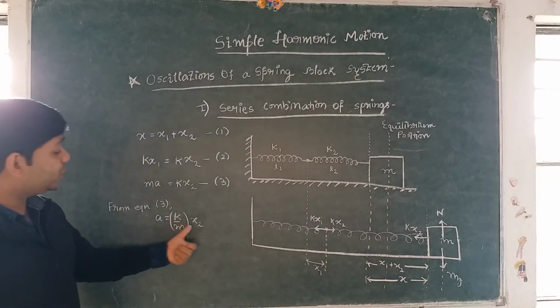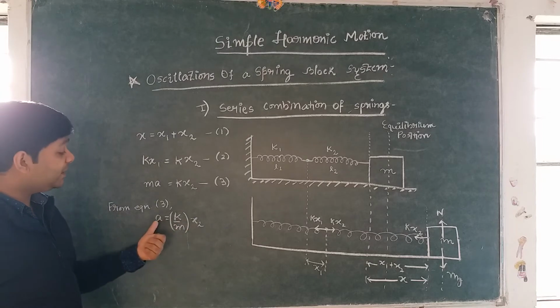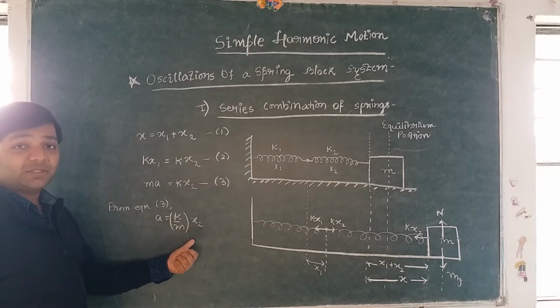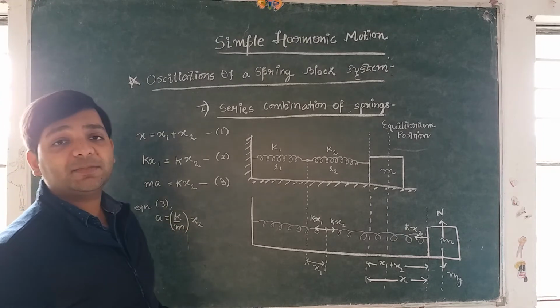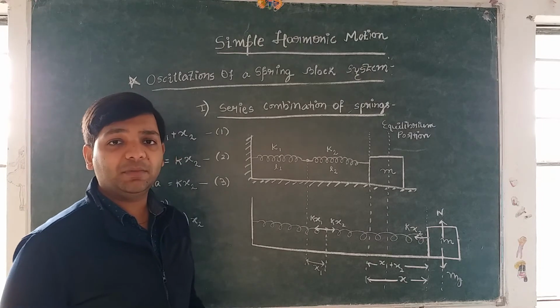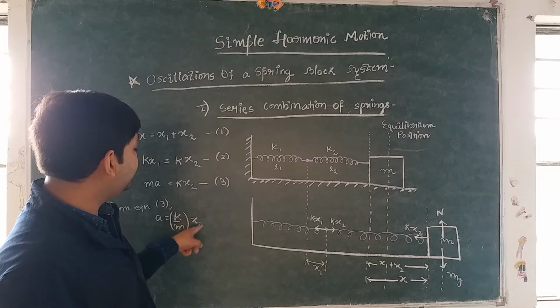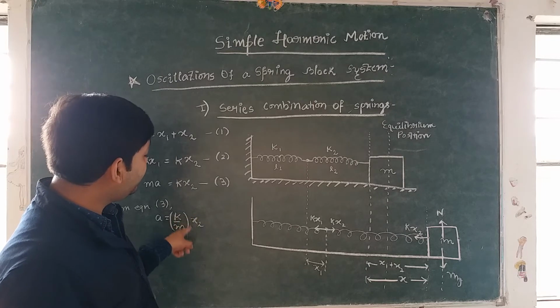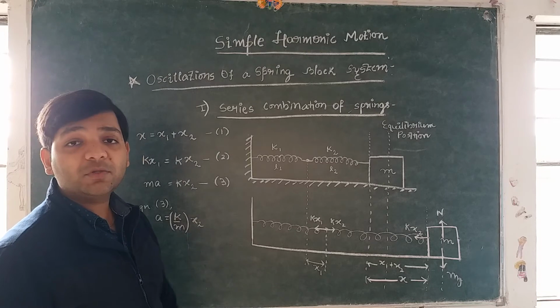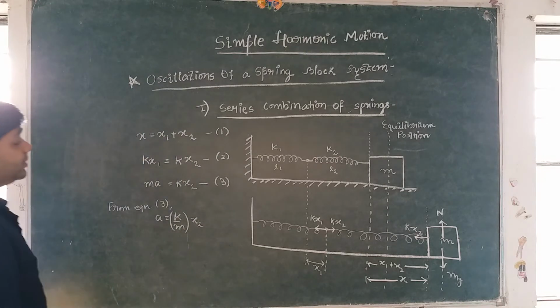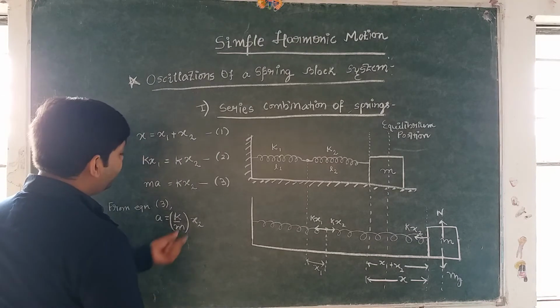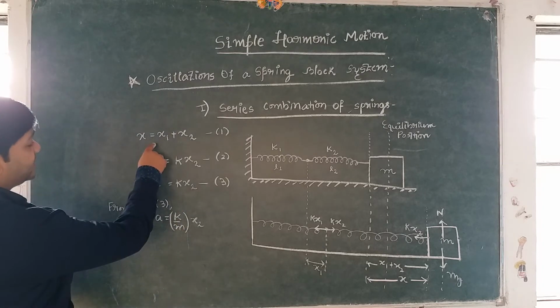So this a should be proportional to x, but this a is now proportional to x2. So this equation does not correspond to the general equation of SHM, right? So what we will do, we will try to write this x2 in terms of x, right? So what can we do? We want this x2 in terms of x.